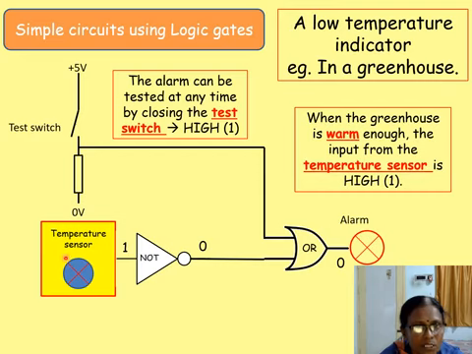When the greenhouse is warm, the input from the temperature sensor is high. So the output of the NOT gate is 0. When the switch is open, it is also 0. Both inputs are 0, so the output of the OR gate is also 0. The alarm does not work.